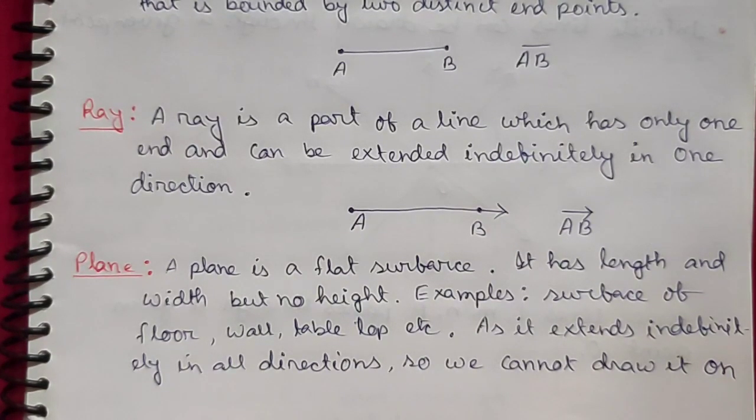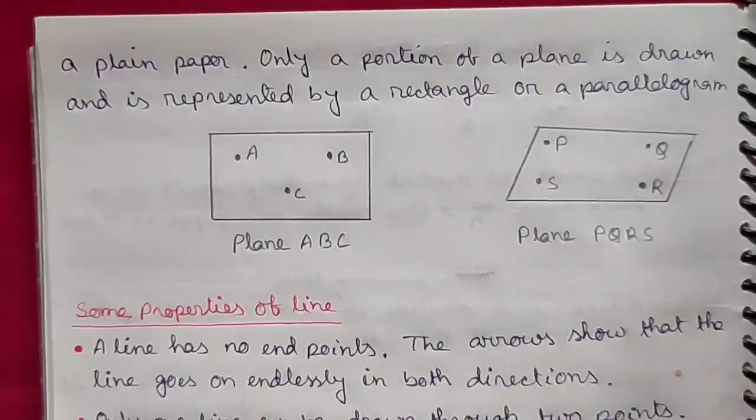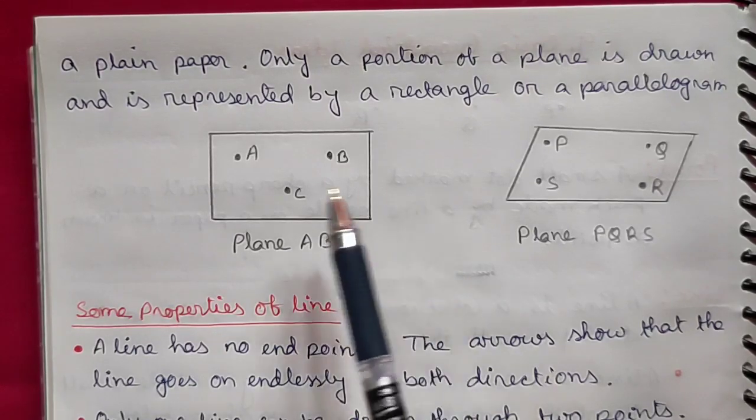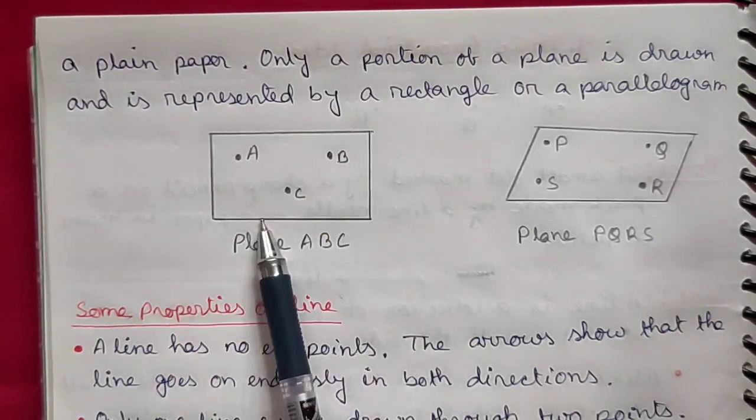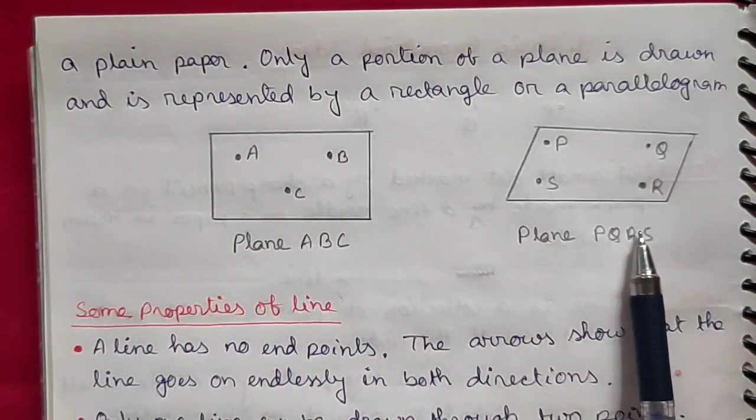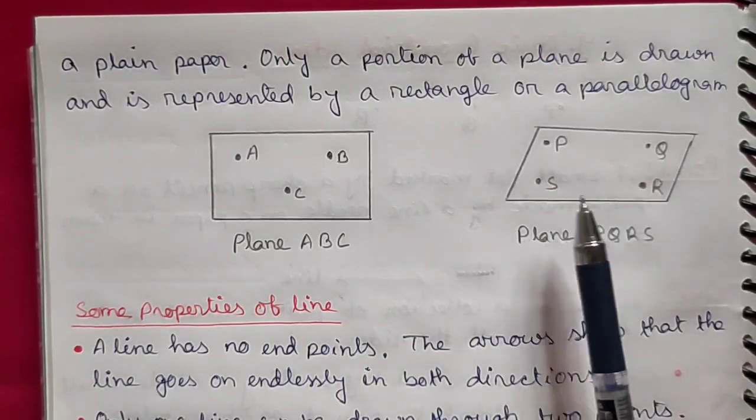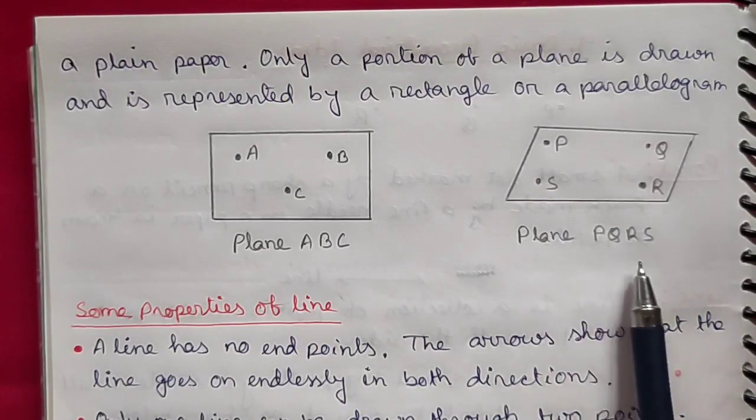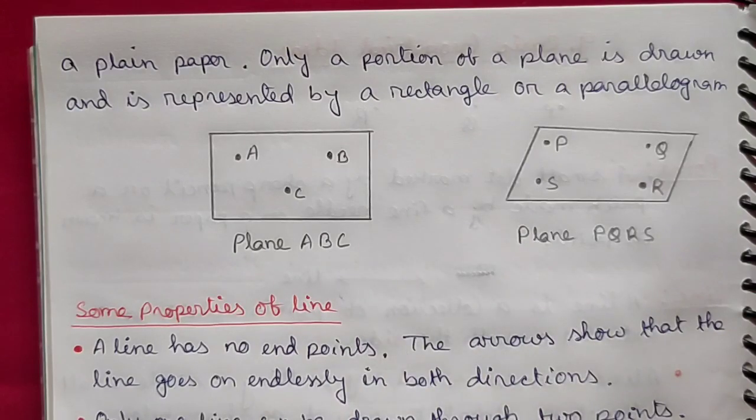Now, as the plane extends indefinitely in all directions, we cannot draw the whole plane. We only draw a portion of a plane, and it is represented by a rectangle or a parallelogram. Here plane ABC, which is a rectangular shape, represents a plane, and this one in parallelogram shape is named plane PQRS. There are many planes whose names are Air India, Indigo, like this, right? This is not that plane.